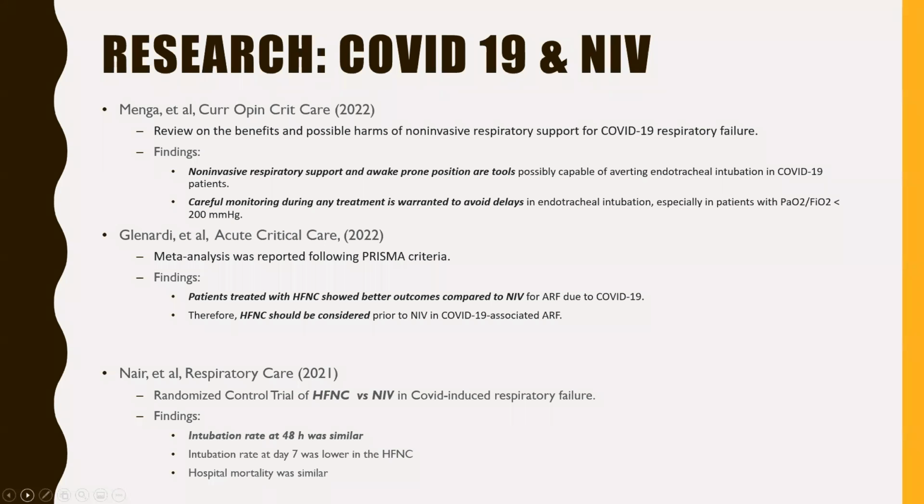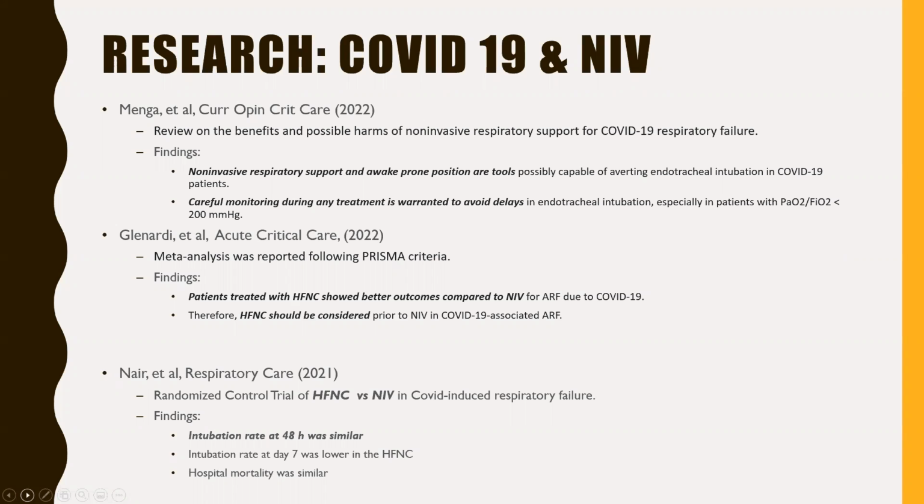Glendardi also in 2022, it was a meta-analysis, and all I'm going to say is meta-analysis combines the results of multiple studies. So meta-analyses that are very well done adhere to what are called PRISMA guidelines, throwing a lot of acronyms at you. But basically, if you see a meta-analysis, they follow PRISMA guidelines, particularly if it's one that's been published in Cochrane, okay? It's probably something you need to read and pay attention to, because they're combining the results of multiple studies. So patients treated, these guys found, patients treated with high flow showed better outcomes compared to non-invasive.